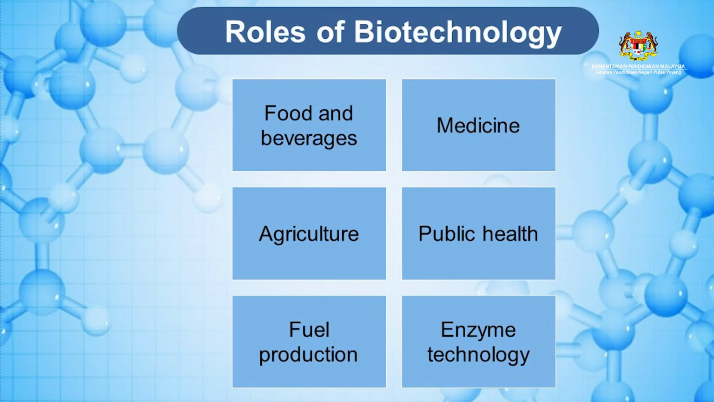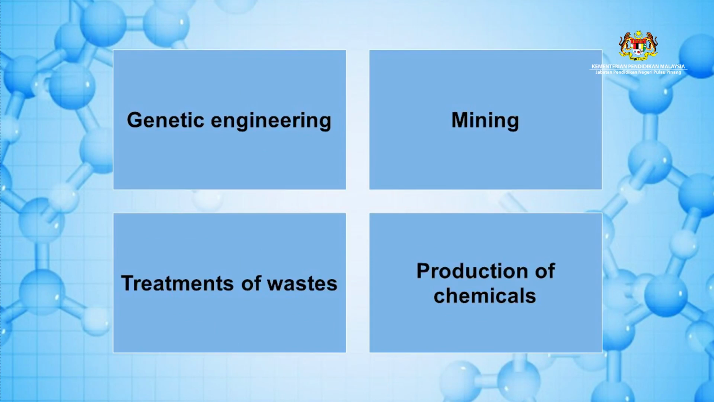Enzyme technology, by producing biological washing powder, biosensors, and pectinase in fruit juices. Genetic engineering, by producing human hormones, pest-resistant plants, herbicide-resistant plants, and transgenic plants and animals. Mining, by extracting metals by bioleaching. Treatment of waste, such as oil spill treatment, sewage treatment, domestic waste treatment, toxic waste treatment, and agricultural waste treatment. Production of chemicals such as ethanol, acetone, and polymers.